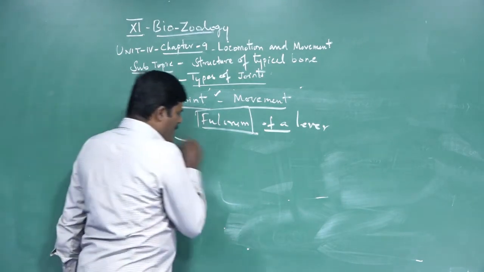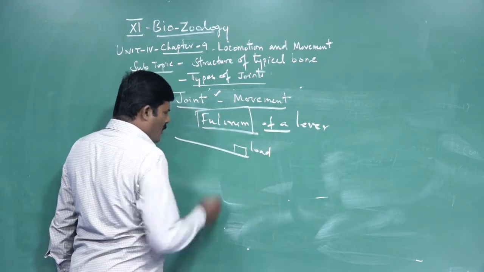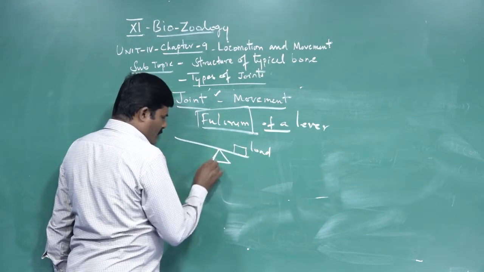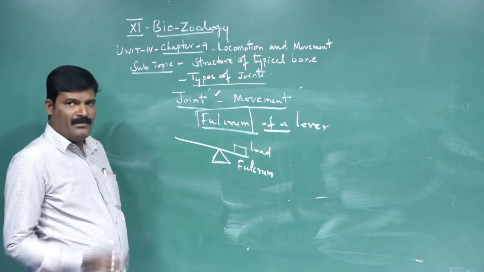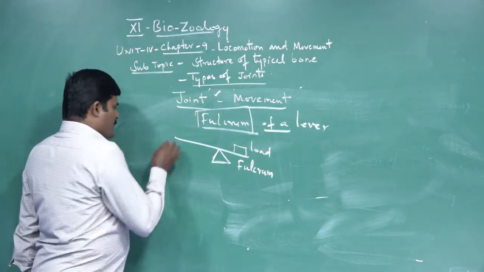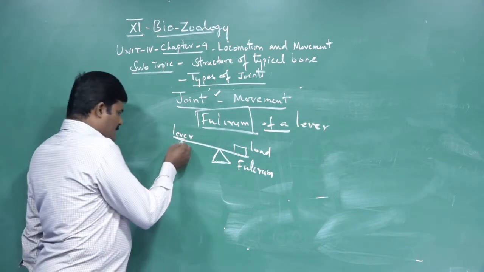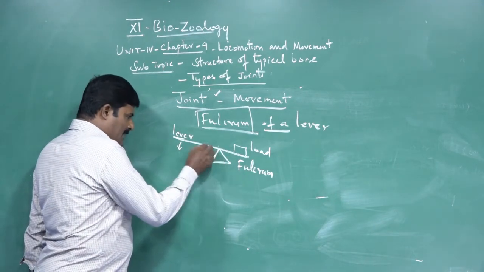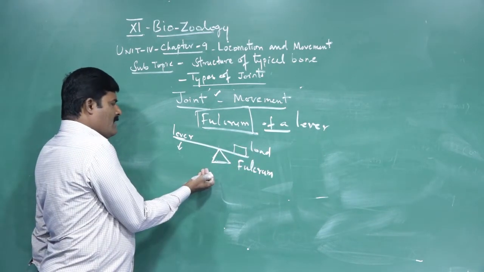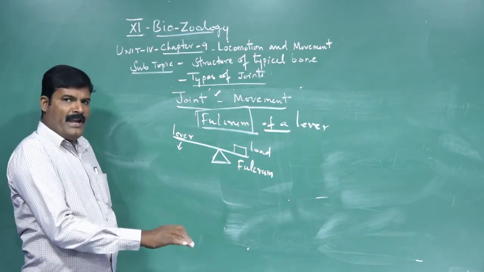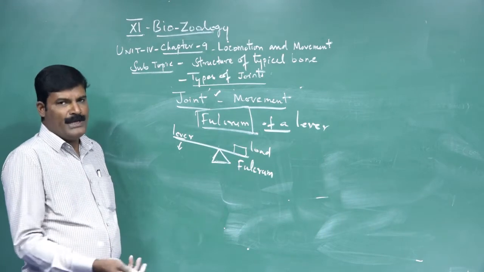For example, this is the load. This part is called the fulcrum. Fulcrum means bearing the lever. This is the lever. This side helps to bear the total lever against the load. So the muscles with the joints and the bones act as a lever system. That is a moving system.